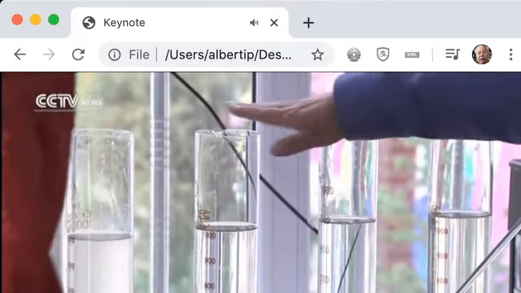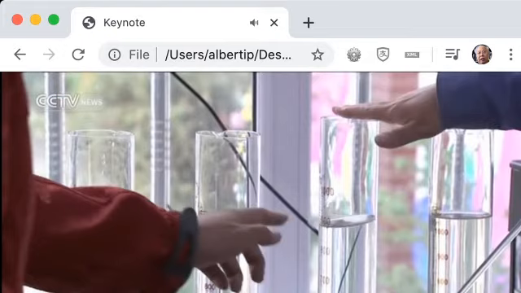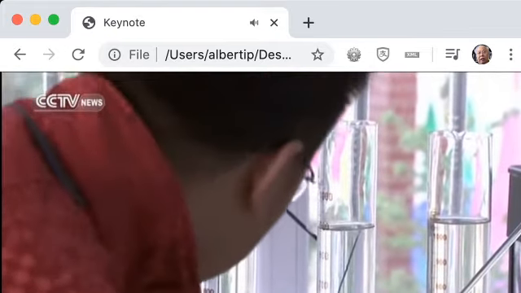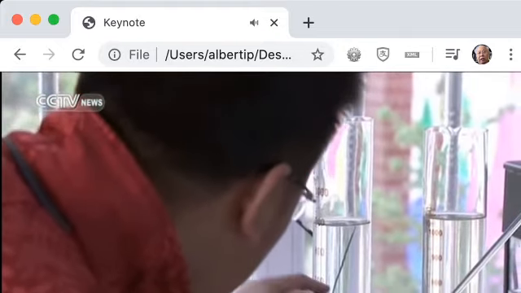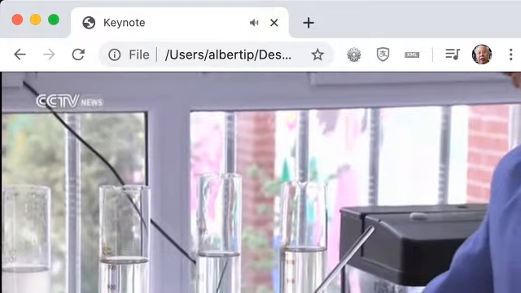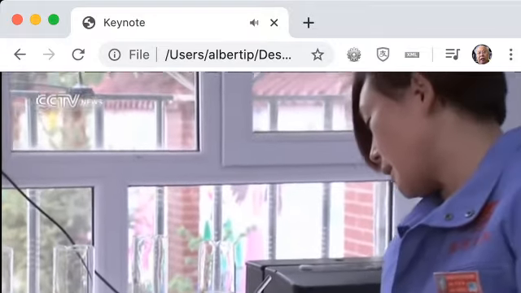The first test is the sewage, and you can see it's very dirty. The second is water treated in our plant. The third is tap water in Altai households, and the last is water from the river. By comparison, you can see the water we treated is even clearer than the rest.